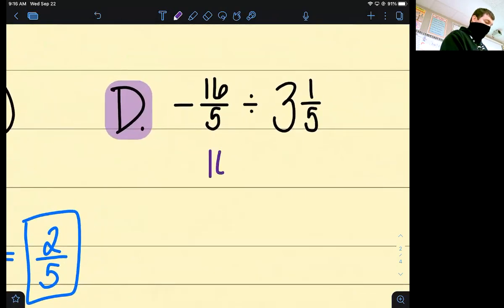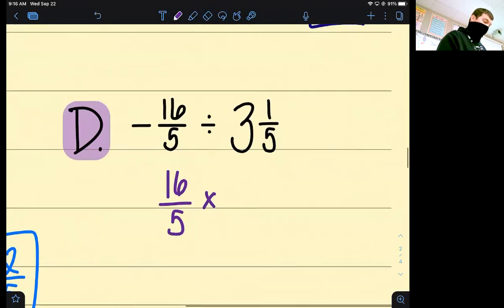Keep, change, and whoop, too fast. I got to flip that, but before I flip it, I got to turn it into an improper fraction. Ashlyn, what's 3 1/5 as an improper fraction? 16/5. That's right. And then so when I flip it, Ashton, what's that going to give me?